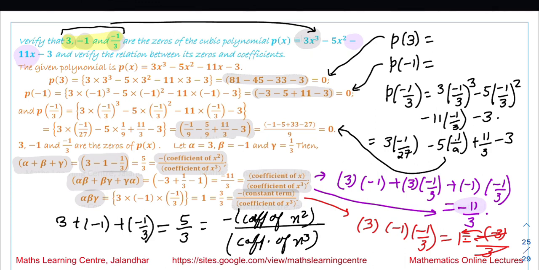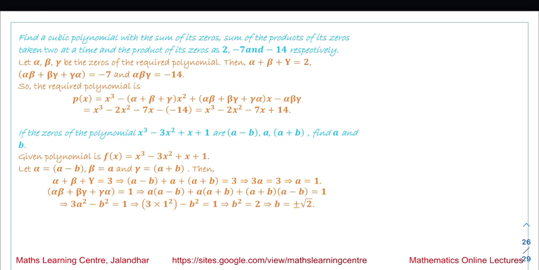Now next we have to find a cubic polynomial with the sum of its zeros, the sum of the product of its zeros taken 2 at a time, and the product of its zeros as 2, minus 7, and minus 40. So what is given over here is the sum of alpha, beta and gamma. The sum of the zeros is given to be 2.